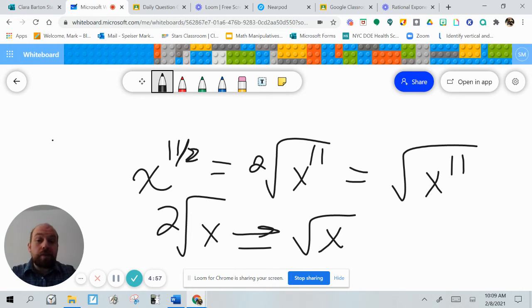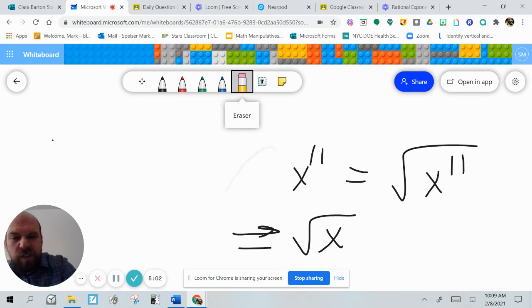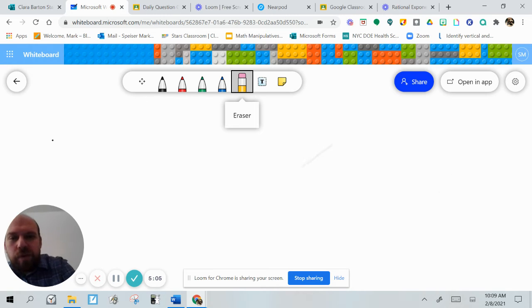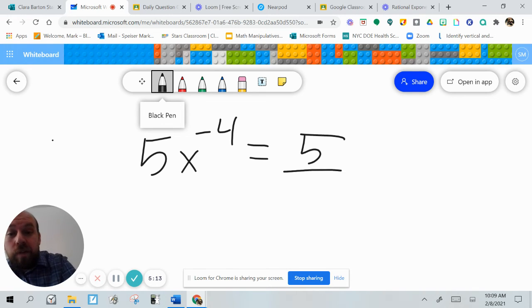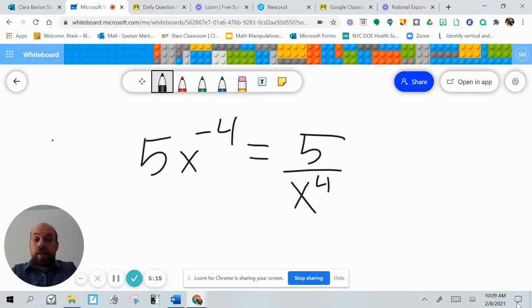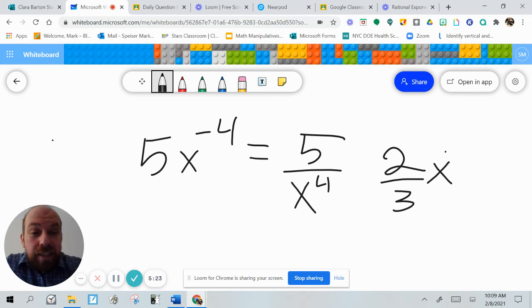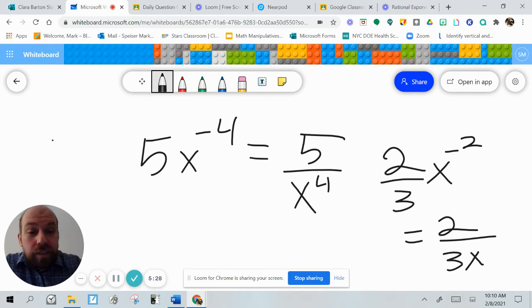Okay? Let's say a number's involved. Let's do a few examples with numbers. Let's first do something to review with negative exponents so you get the basic idea what I mean. So you have 5x to the negative 4. That's 5 over x to the 4th. These are interchangeable. Same thing here. 2/3 x to the negative 2 is the same thing as 2 over 3x squared. Remember, a negative exponent just becomes a denominator.